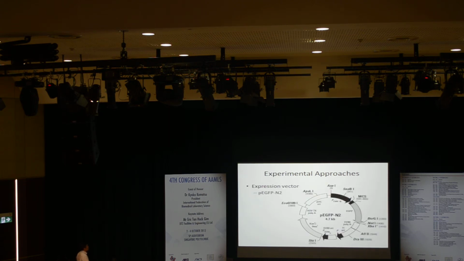So what we have done is that we have made good use of the expression vector, which means the plasmids, and specifically we are using this pEGFP-N2. The EGFP refers to enhanced green fluorescent protein, and this will give us a very beautiful green picture. And over here, as we can see, there is this MCS section. This is the multiple cloning site.